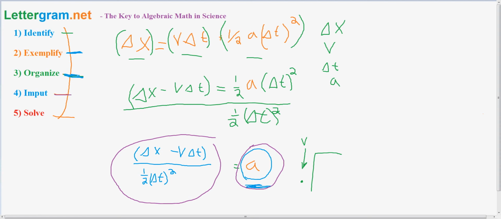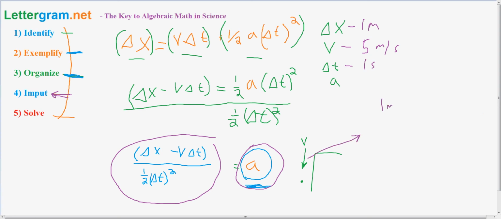Now the next step would be for me to input my values for this x, v, change in t, and whatnot. So in this example, x is equal to 1 meter, v is equal to 5 meters per second, and t is equal to 1 second. So I'm going to solve it over here. I just plug it in.